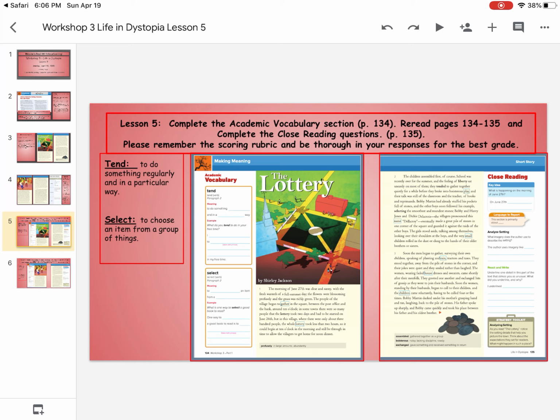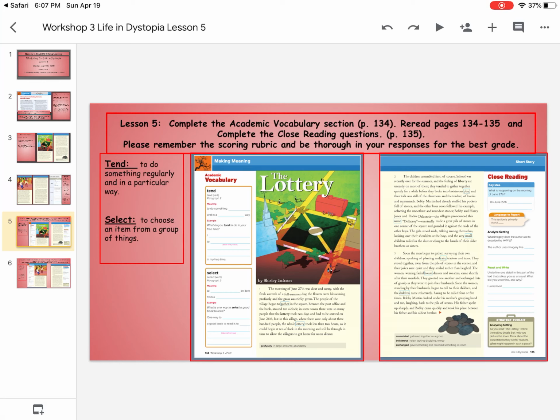What you will be doing is filling that in. Pause this recording if you need to. And then I want you to write your own example. I tend to what? What do you tend to do in your free time? I tend to blank in my free time. Go ahead and fill that in. Our second vocabulary word is select, and that means to choose an item from a group of things. So again, fill that academic vocabulary in, and then you're going to complete the example. What is one way to select a good book to read? And go ahead and you can complete that.